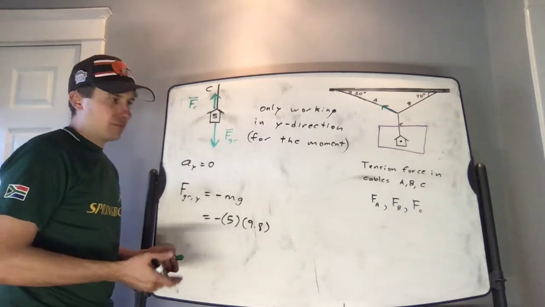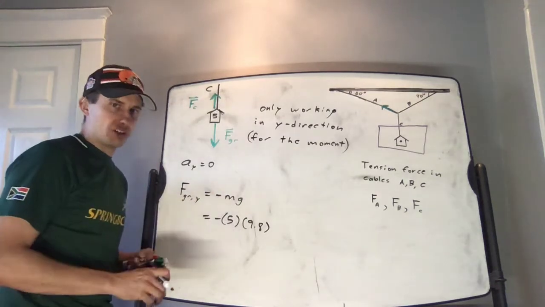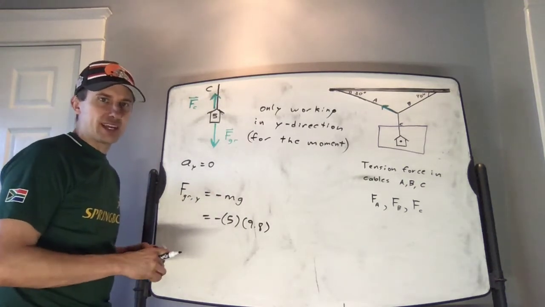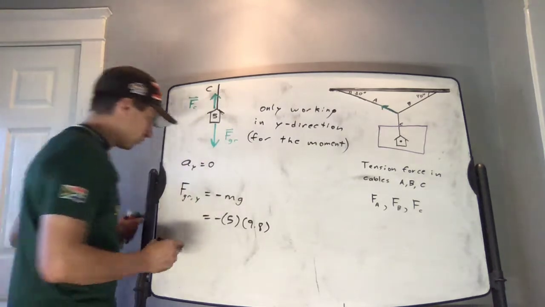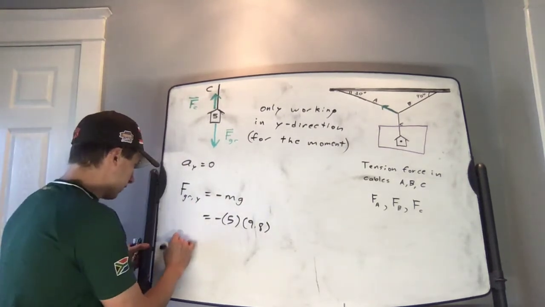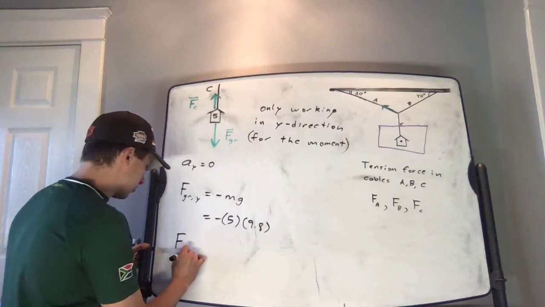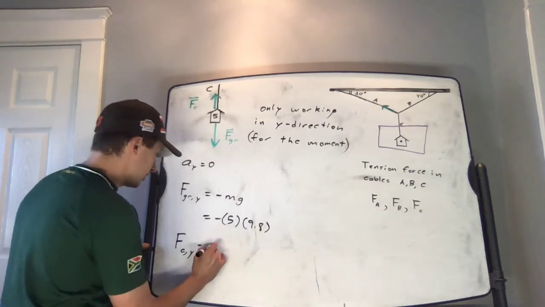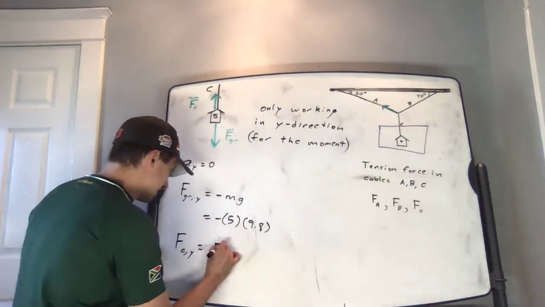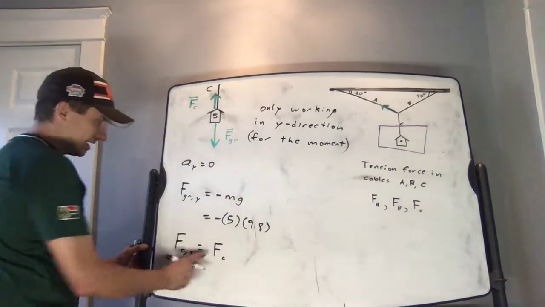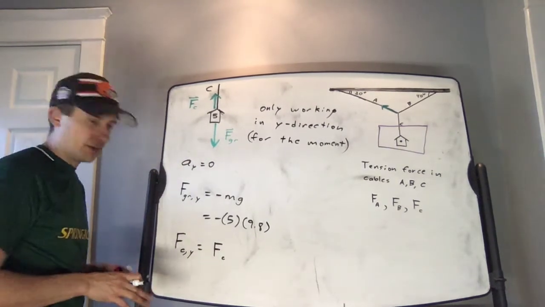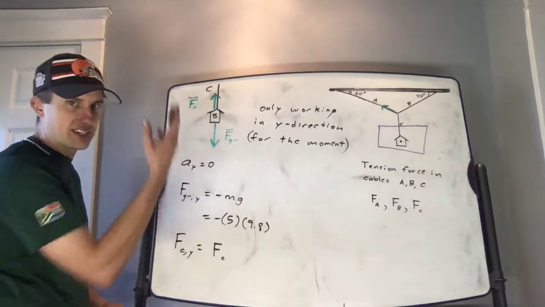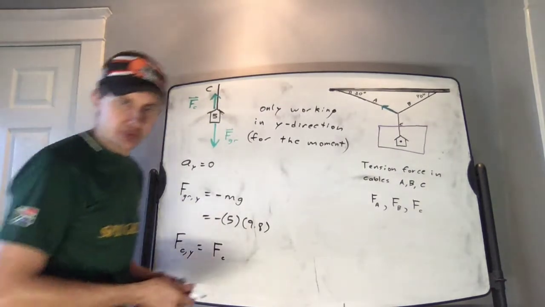Now I have the tension force in cable C. Right now, you might look ahead and be able to see what it's going to be, but right now I'm going to say I do not know what this tension force is. So I will write the force of tension in cable C in the Y direction. I'm just going to write that as FC. And here FC is going to be a positive number because the tension is pulling upward.